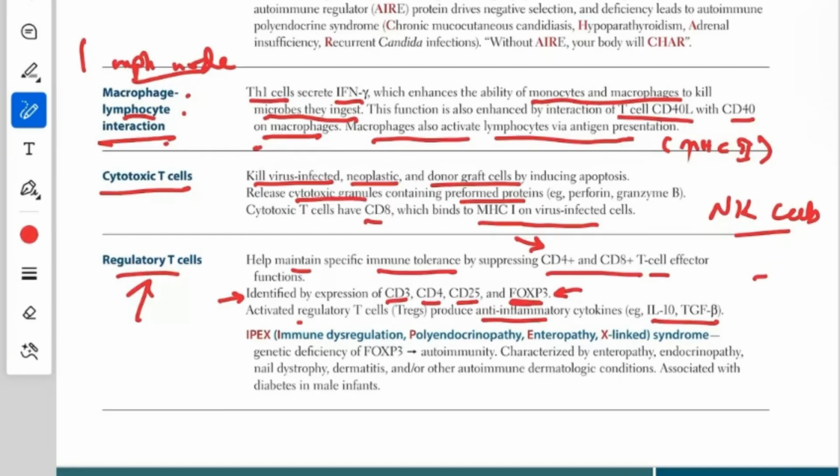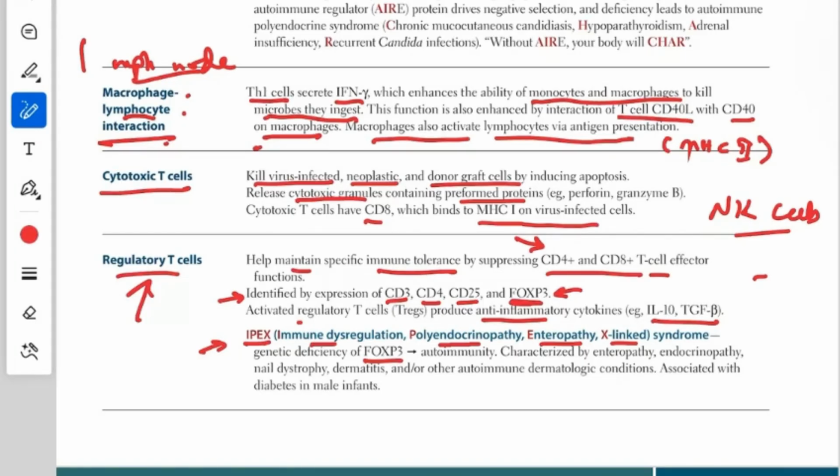All right. Now, this condition we're looking at here, IPEX. IPEX is an abbreviation that means I for immune dysregulation, P for polyendocrinopathy, E for enteropathy, and it's X-linked, meaning if it's X-linked recessive, then it occurs most likely in males. So IPEX is due to a disorder in FOXP3.